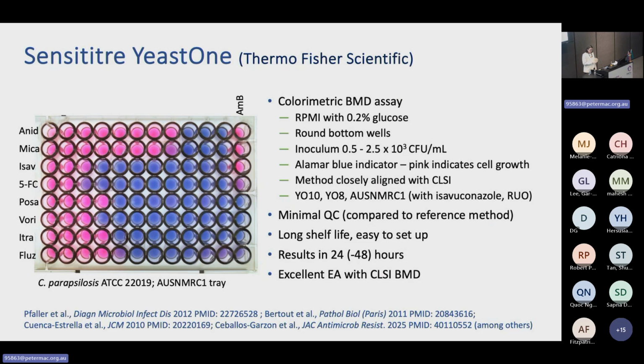It has the advantages of long shelf life, being easy to set up, and far less QC compared to the reference standards. It comes in a few formats. This is not an advertisement for Sensitida. YO10, I think, is used by the majority of labs, but there's also the YO8, which contains ketoconazole, and the custom OZ-NMR-C1 panel, which includes isavuconazole, but is research use only, technically.